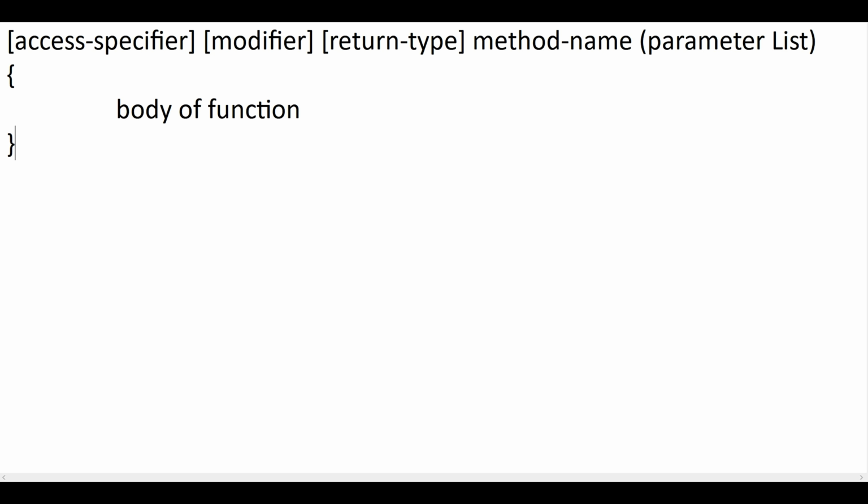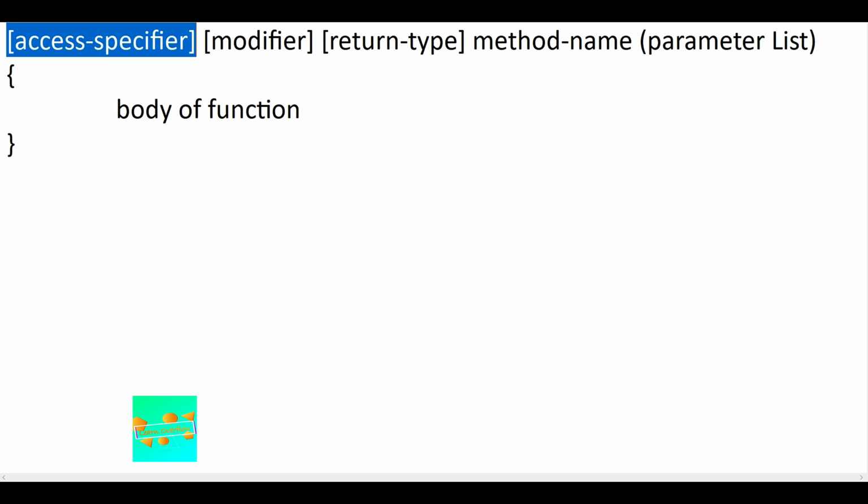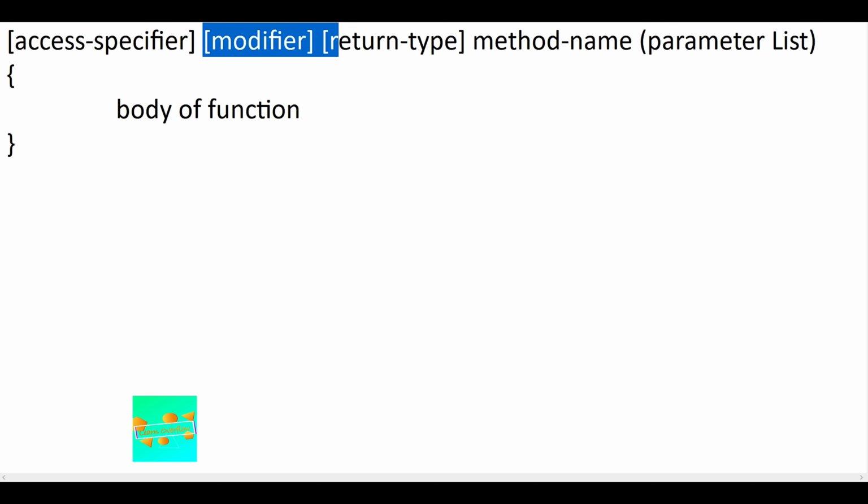The general form of a function or a method definition looks similar to this. First, we need to give an access specifier. I have discussed access specifier details in my last video. Next, give a space and then write the modifier. What the modifiers are, what their types are and why we use them, I'll discuss in this video.